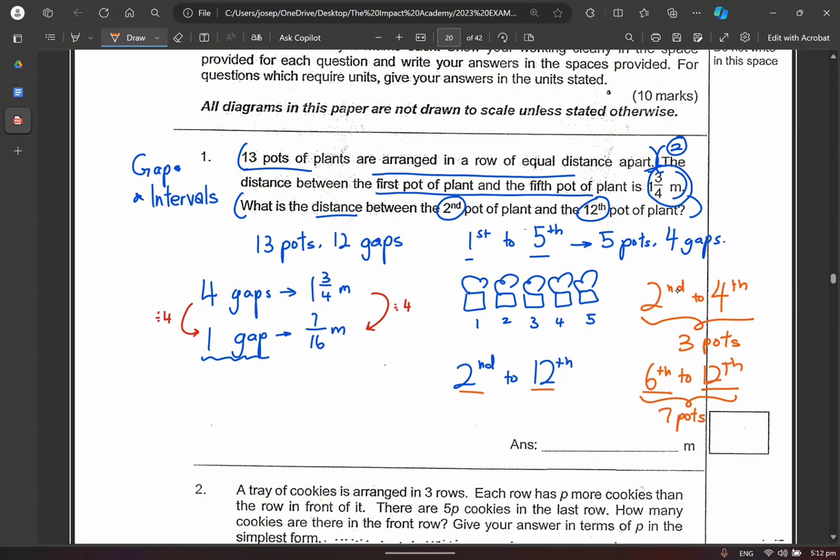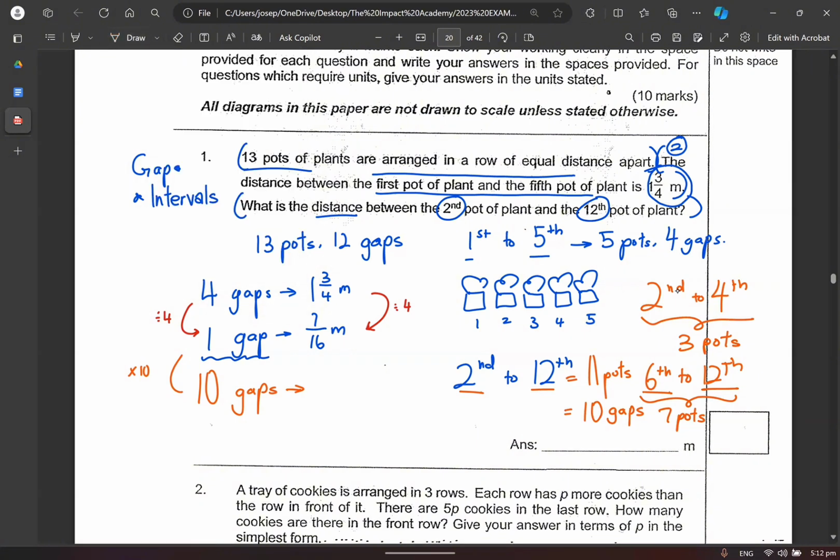So from the 2nd to the 12th, it will be 12 minus 2, which is 10. Then we plus 1. That gives me 11 pots in total. Am I making sense? That's how you can do it. If you're not too sure, 11 pots means I have how many gaps? 10 gaps. Very good. So 10 gaps basically means I get from 1 to 10. Agree or disagree? Then when I do something to my left, I must do something to my right.